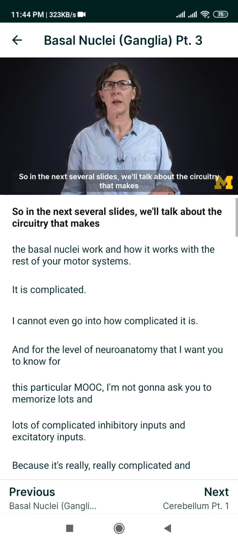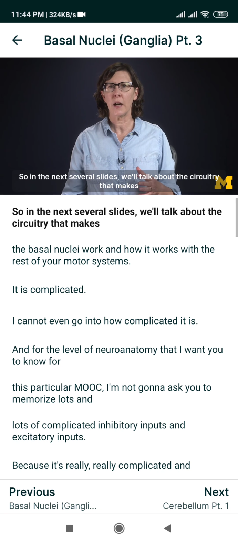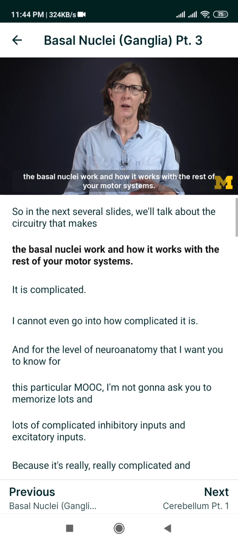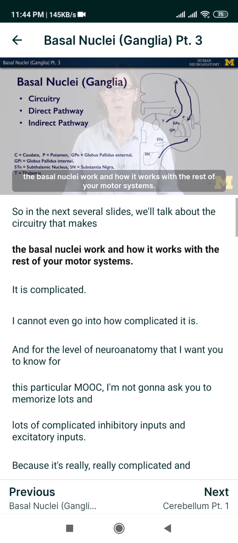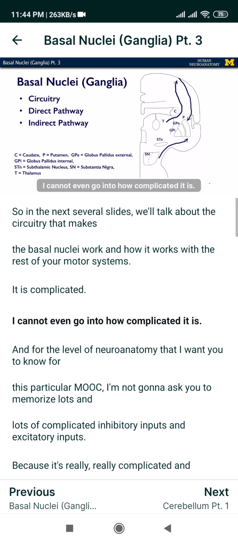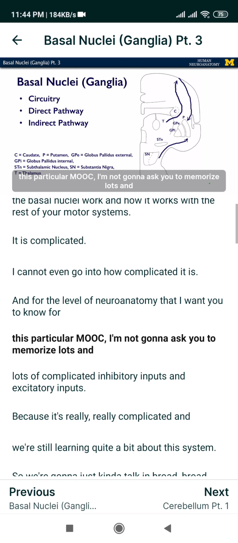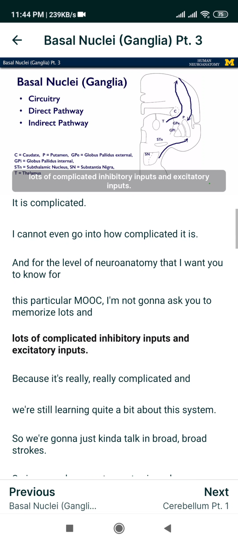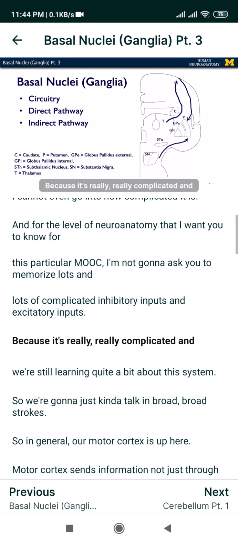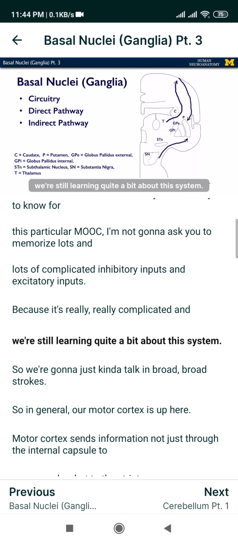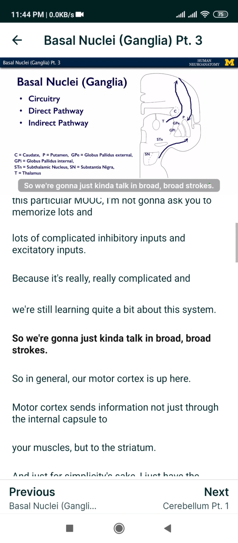So in the next several slides, we'll talk about the circuitry that makes the basal nuclei work and how it works with the rest of your motor systems. It's complicated. I cannot even go into how complicated it is. And for the level of neuroanatomy that I want you to know for this particular MOOC, I'm not going to ask you to memorize lots and lots of complicated inhibitory inputs and excitatory inputs, because it's really, really complicated, and we're still learning quite a bit about this system. So we're going to just talk in broad strokes.